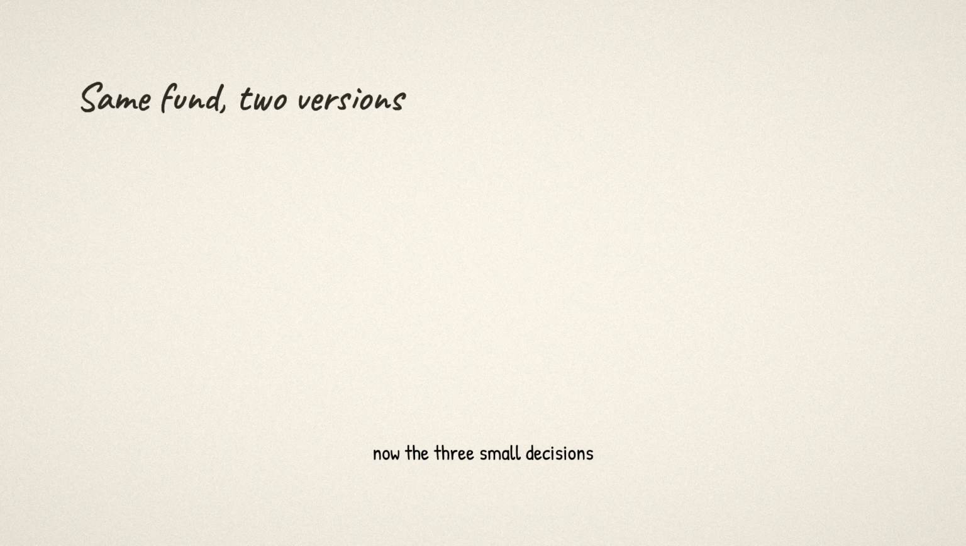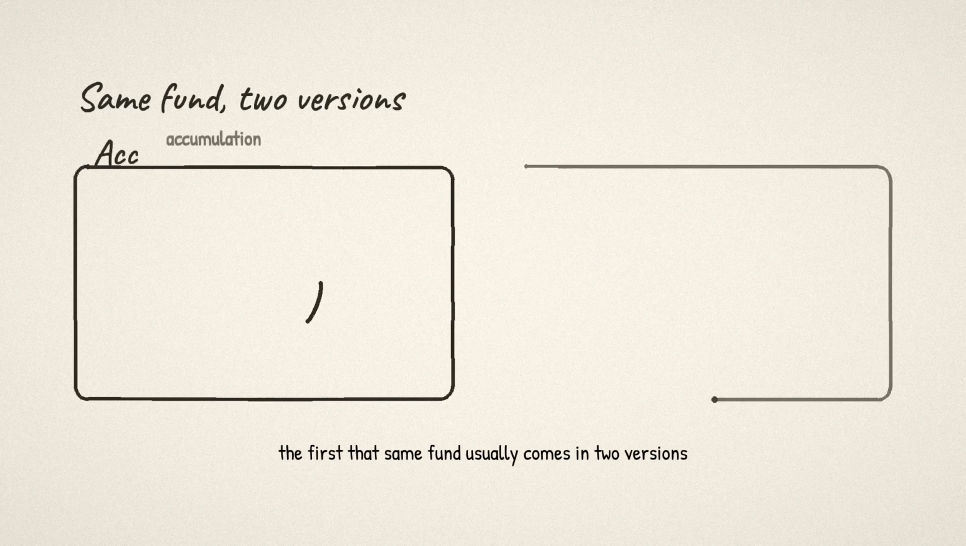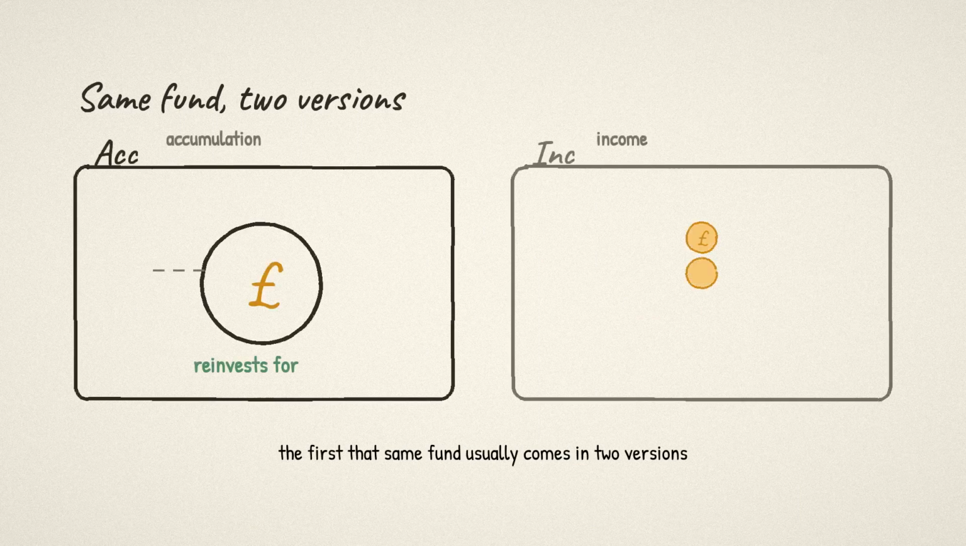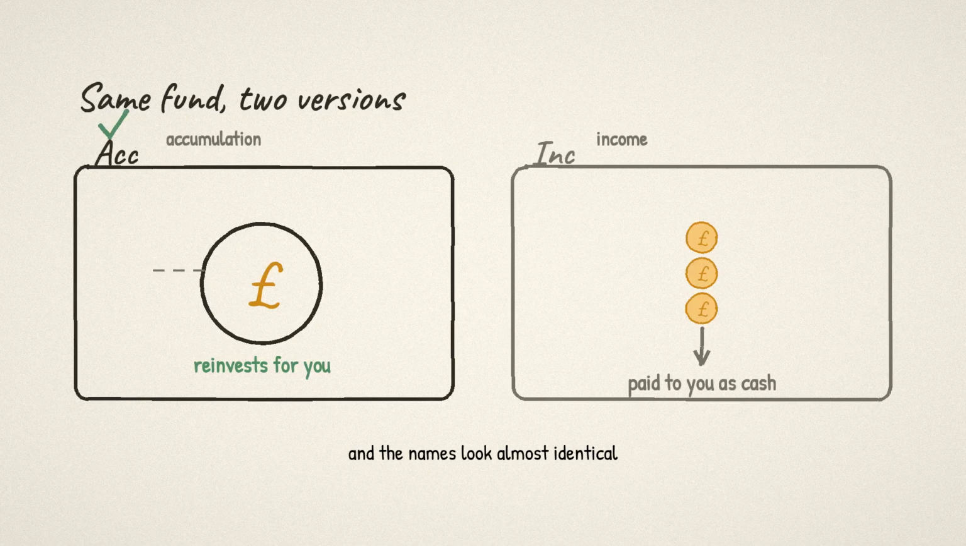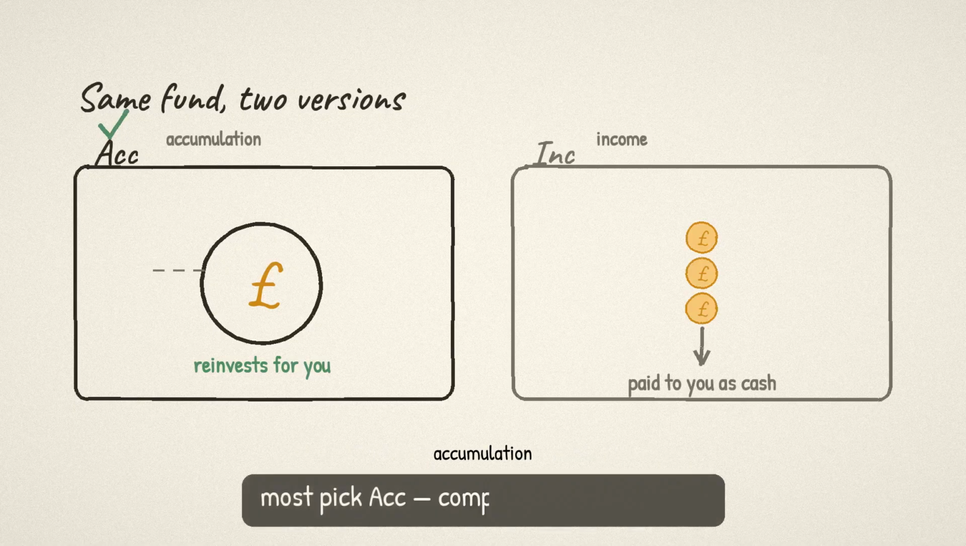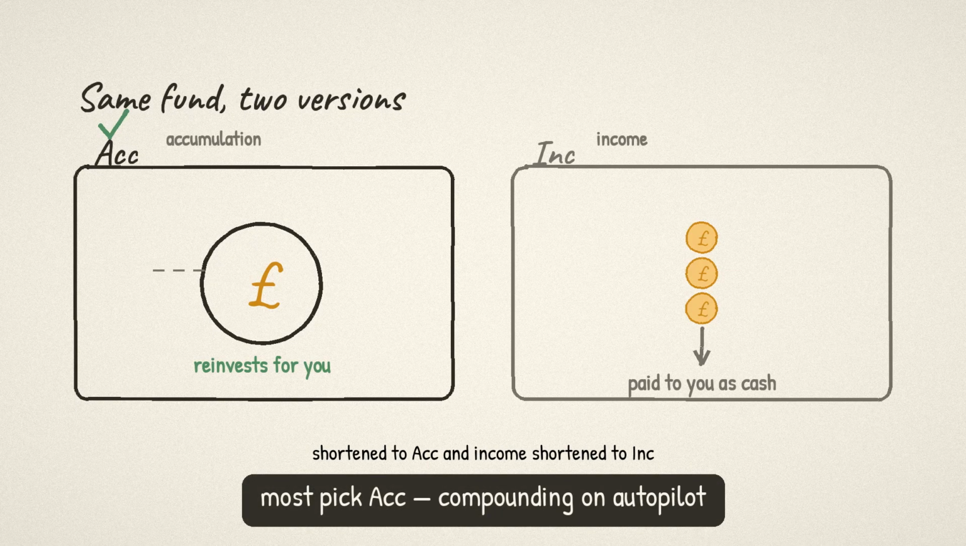Now the 3 small decisions. The first: that same fund usually comes in 2 versions, and the names look almost identical: Accumulation, shortened to ACC, and Income, shortened to Inc. The difference is what happens to the dividends, the little cash payments companies hand out along the way. With income units, that cash is paid out to you.